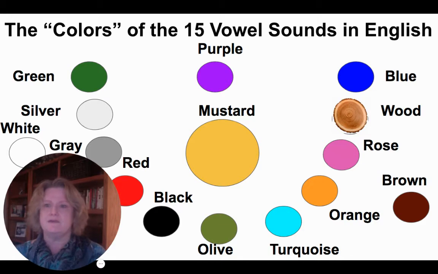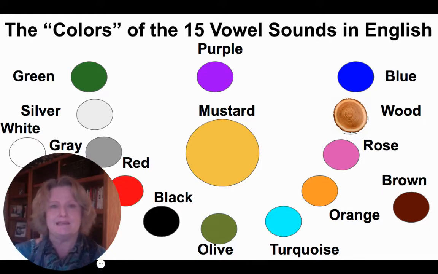Look at the left, green. We call it green because it has the vowel E in it. Blue has oo in it. Wood has oo. Mustard has ah. Olive has aw.